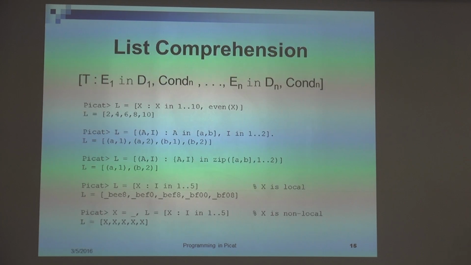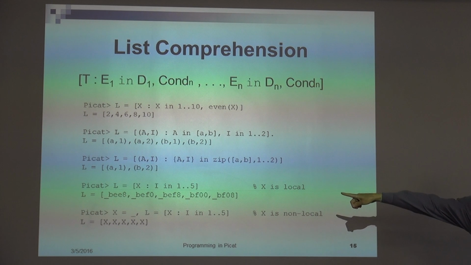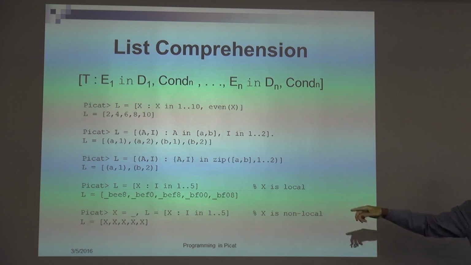And you need to pay attention to scopes of variables. If a variable occurs in a list comprehension, such as X in here, and it only occurs inside the list comprehension, then it is local to each iteration. So you see, this one creates a list of different variables. If X occurs before, in the outer scope, then it is global. Then all the iterations share the same variable, so you create a list of X's.